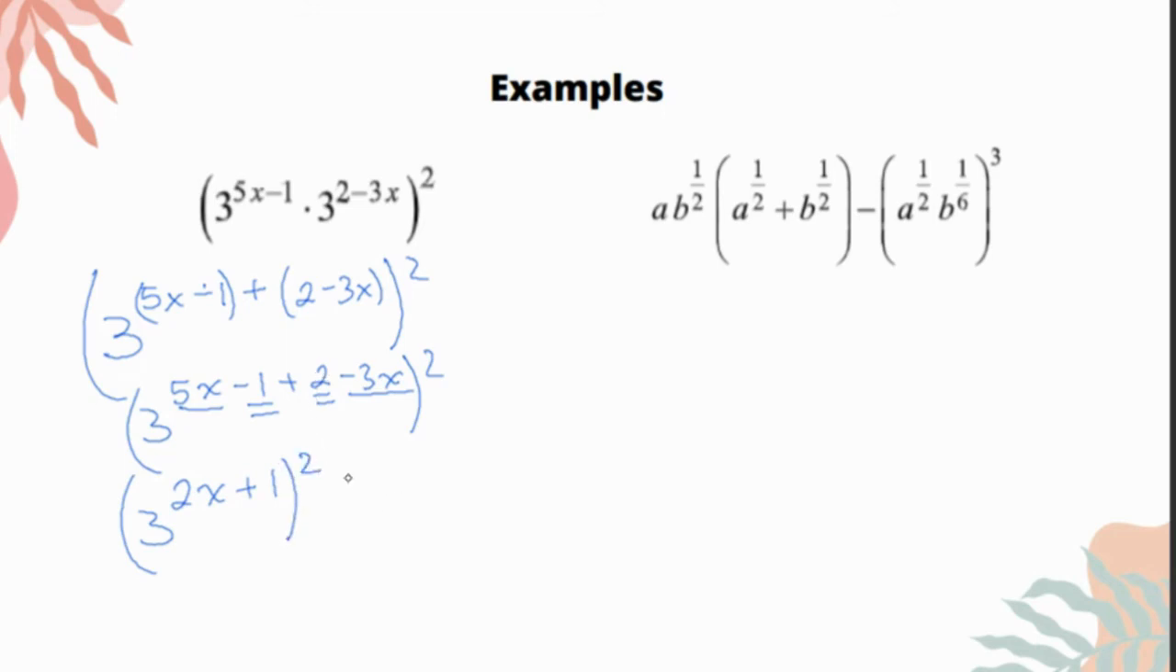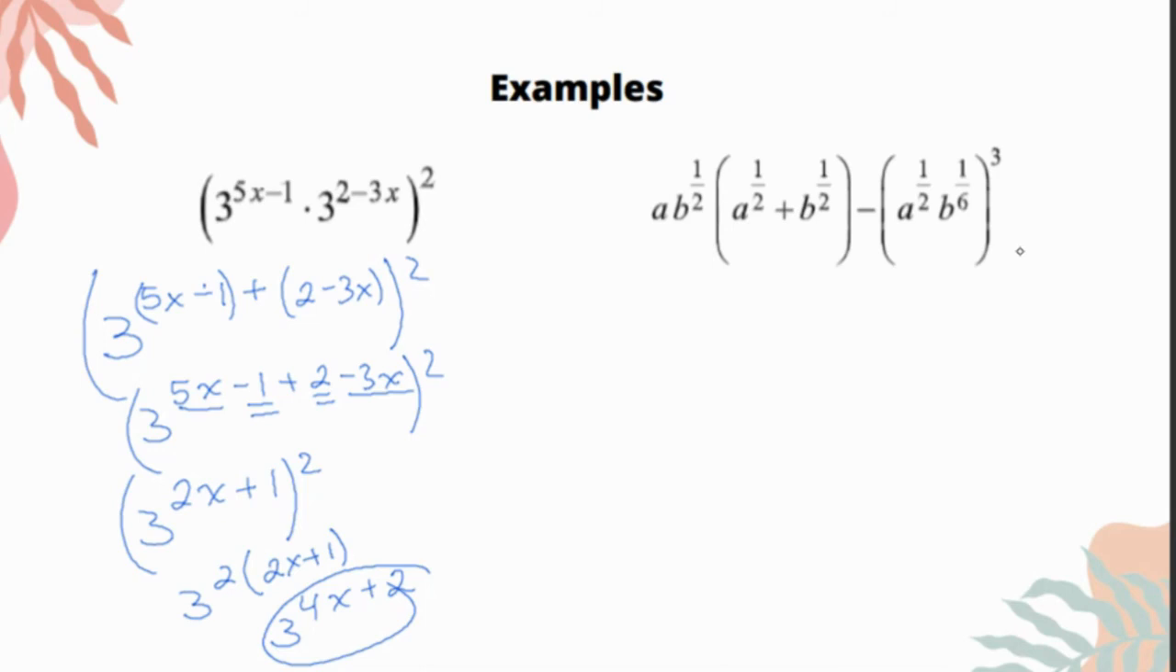And now we need to do the power law. So all of this expression is multiplied by 2. So 2 times 2x plus 1, and then we get 4x plus 2. And that's our final answer here.